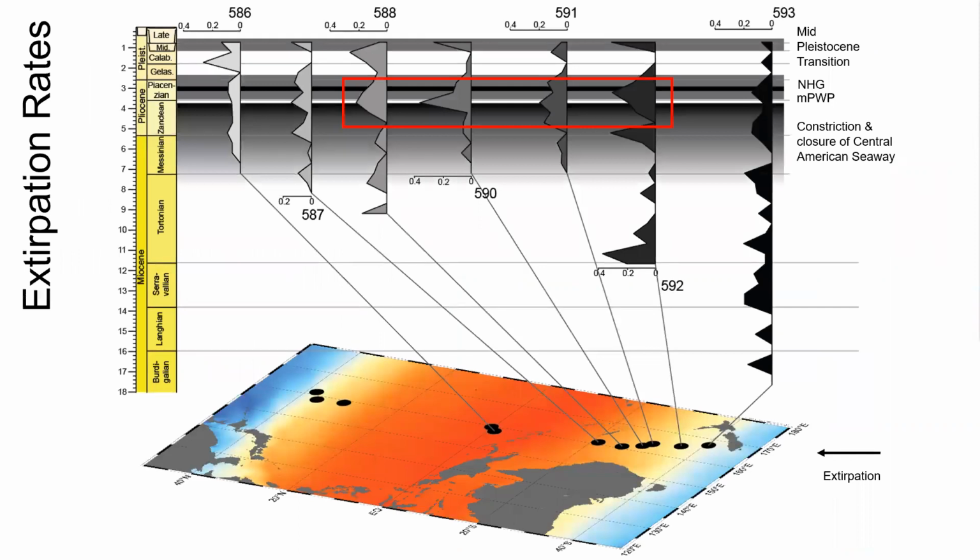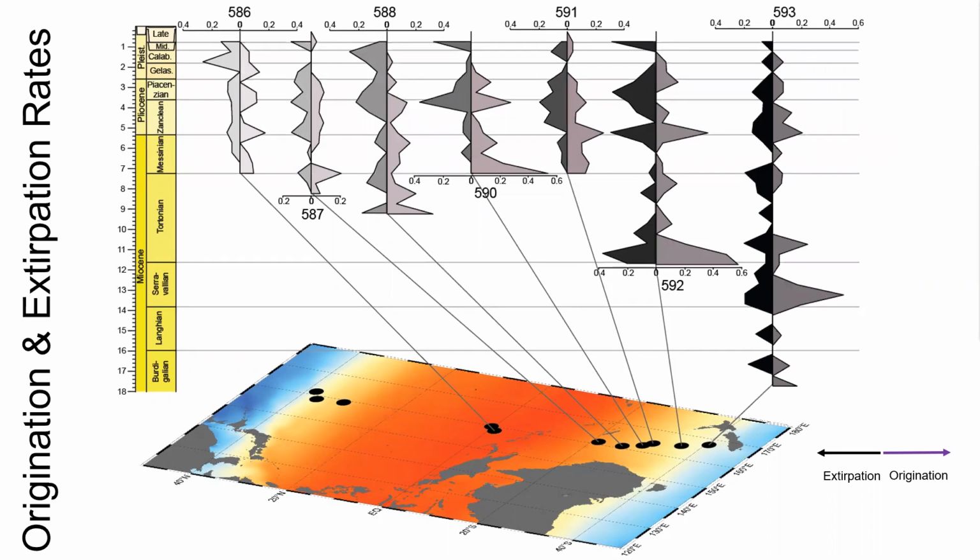In this slide, we've now overlaid the timing of these extirpation rate increases in the mid-latitude sites with major climate and tectonic events. It seems like the constriction and closure of the Central American Seaway and potentially the Mid-Pliocene warm period and Northern Hemisphere glaciation have a part to play in these rate increases. However, these data are at present quite coarse, so it is hard to hypothesize the event or events that may be driving these patterns.